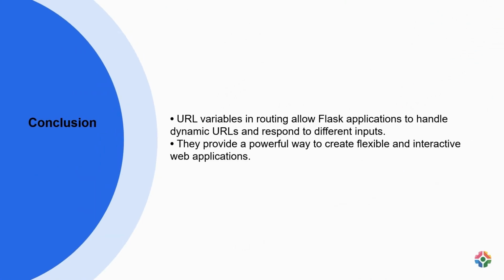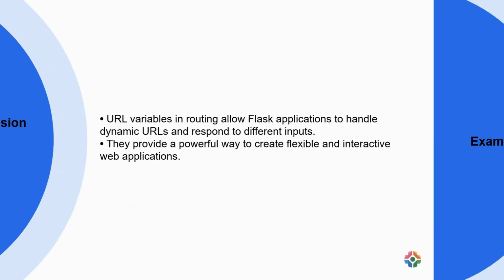URL variables in routing enable Flask applications to process varying inputs and generate dynamic responses. By incorporating these variables, developers can build applications that adapt to user interactions and deliver personalized content. For instance, in an e-commerce website, URL variables could be utilized to display unique product pages based on dynamic product IDs. This flexibility enhances user experience and aids in creating more interactive and versatile web applications.